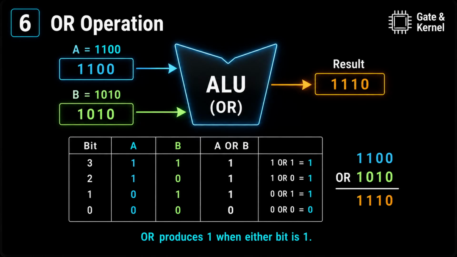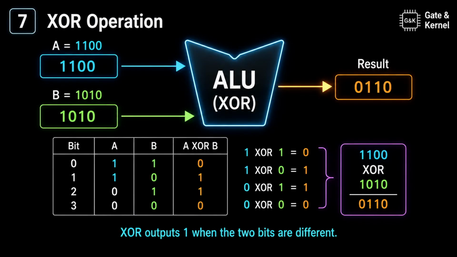Chapter 7. XOR operation. XOR means exclusive OR. XOR produces 1 when the two input bits are different. If the bits are the same, XOR produces 0. 0 XOR 0 gives 0. 0 XOR 1 gives 1. 1 XOR 0 gives 1. 1 XOR 1 gives 0.